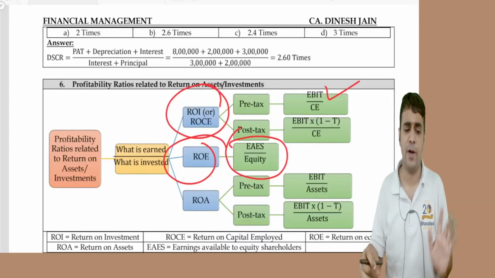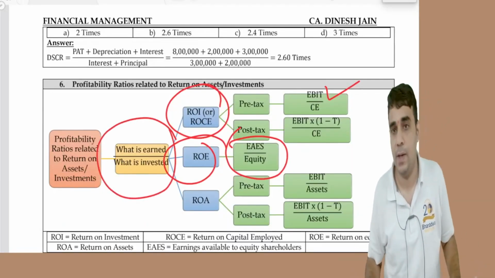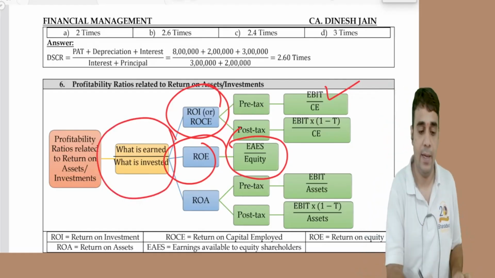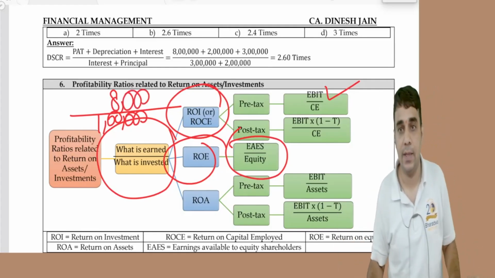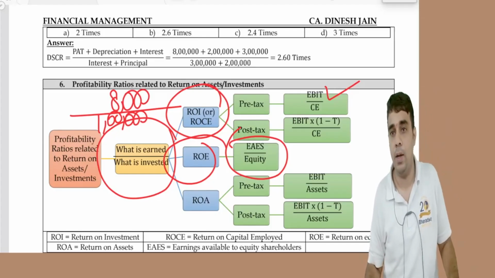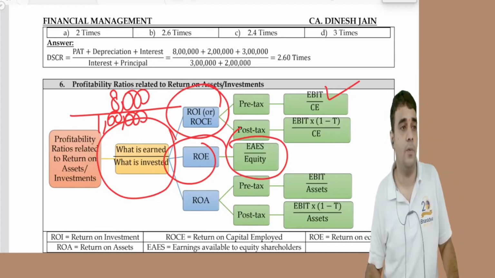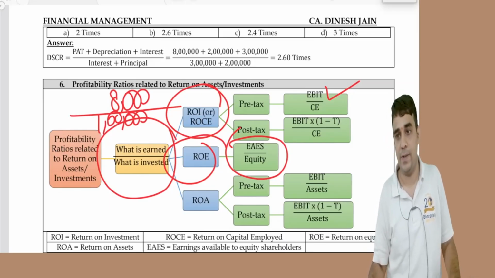The formula for return is this: what is earned divided by what is invested. For example, FD 1 lakh, interest income 8,000, return is 8%. Everybody in the practical world wants to know what return we are generating. So return is a very simple formula: what is earned divided by what is invested.